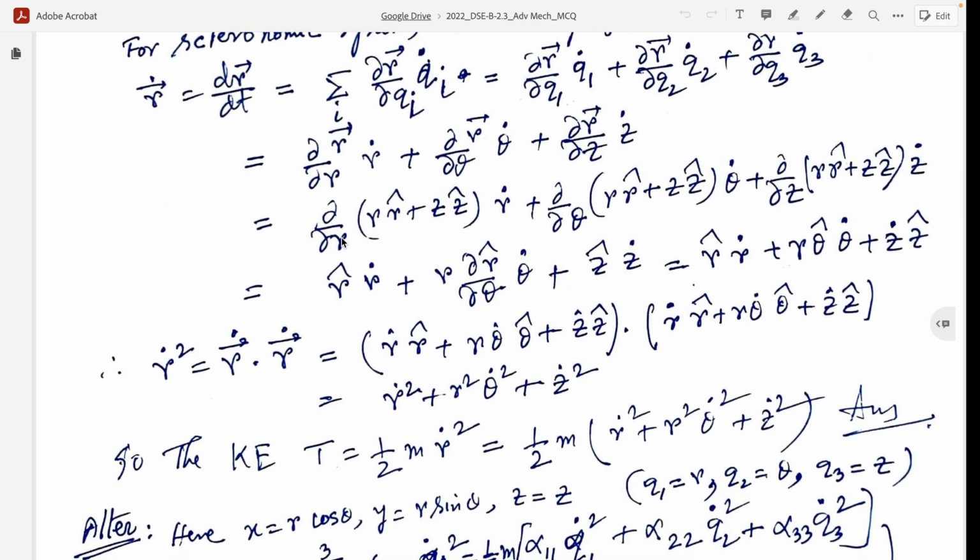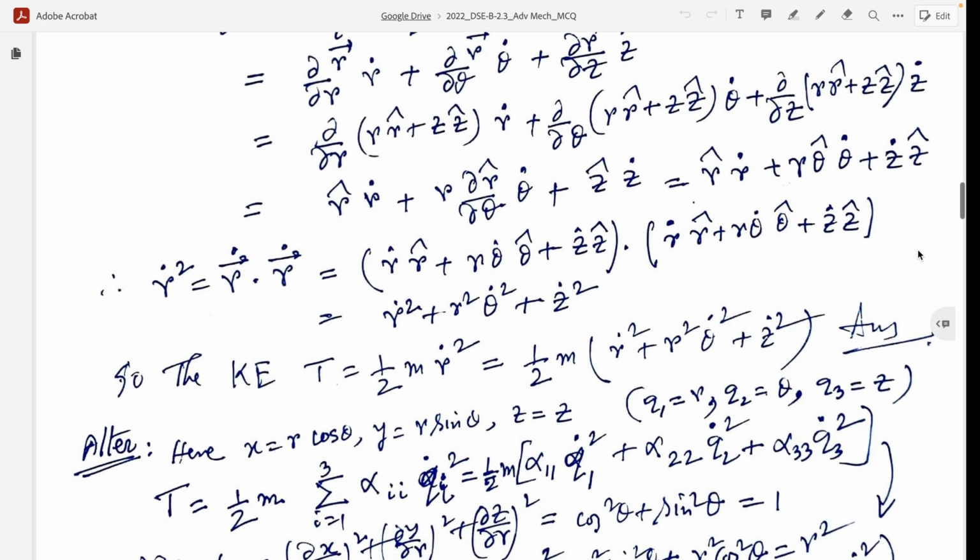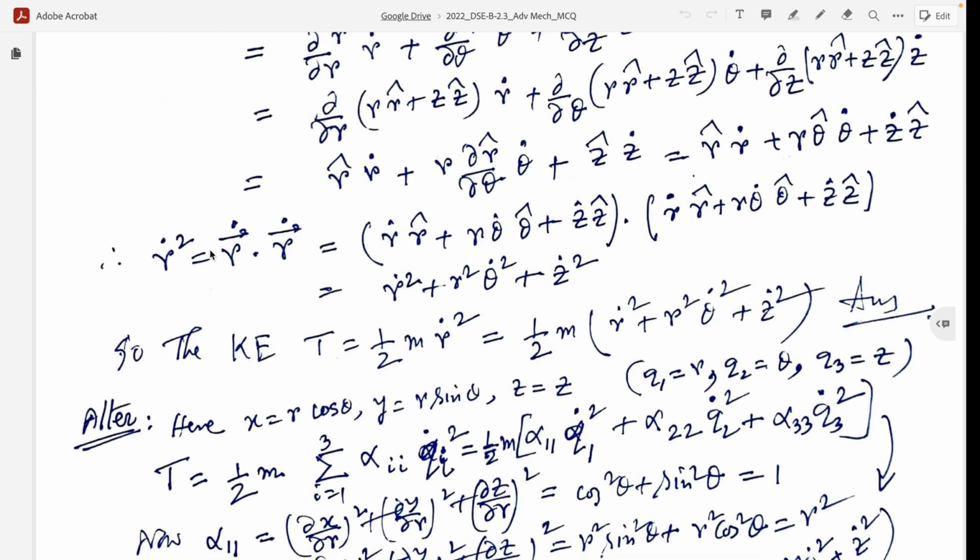After partially differentiating with respect to r, we get this, and partially differentiating with respect to θ, and partially differentiating with respect to z, we get this result, and we get r vector dot equal to r̂ r dot plus r θ̂ θ dot plus z dot ẑ, and hence r dot square equals r vector dot, dot product r vector dot.